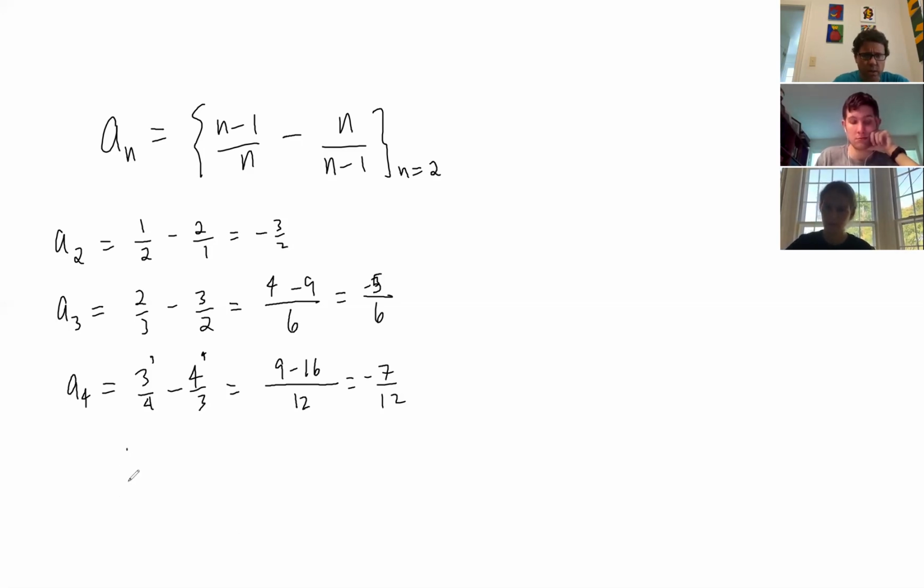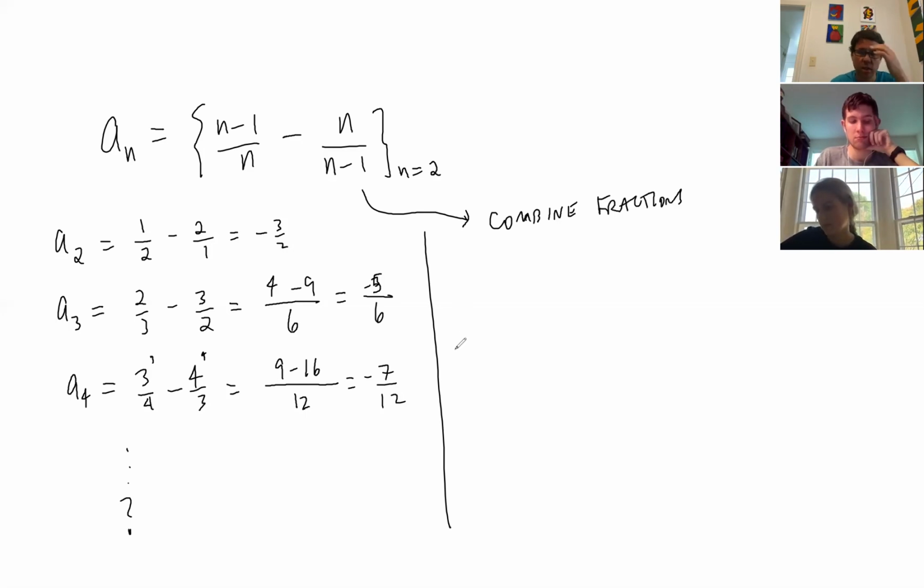So what's the pattern here? What I want to do is just combine them. Combine the fractions. In the next section, I'm going to want to separate the fractions. In this one, I'm going to want to combine them, just because then I'll get one term, and it might be easier to see what's going on. So combine the fractions. Common denominator is n times n minus 1. So I multiply the first one by n minus 1 over n minus 1. Multiply the second one by n over n. And let's see what we get.